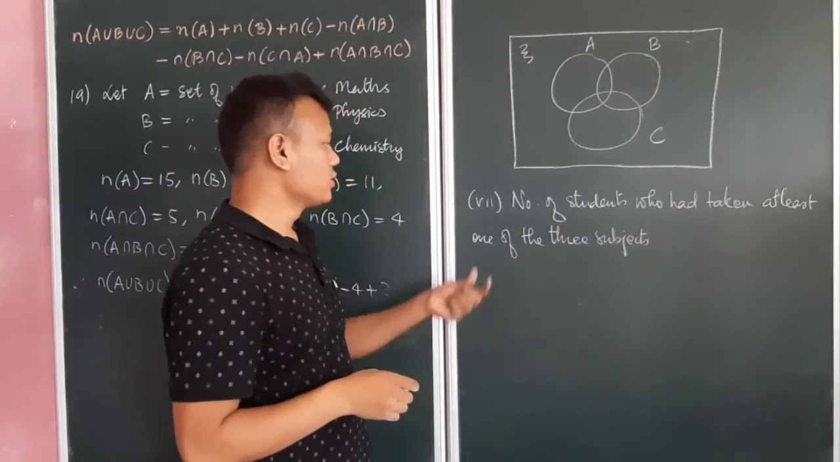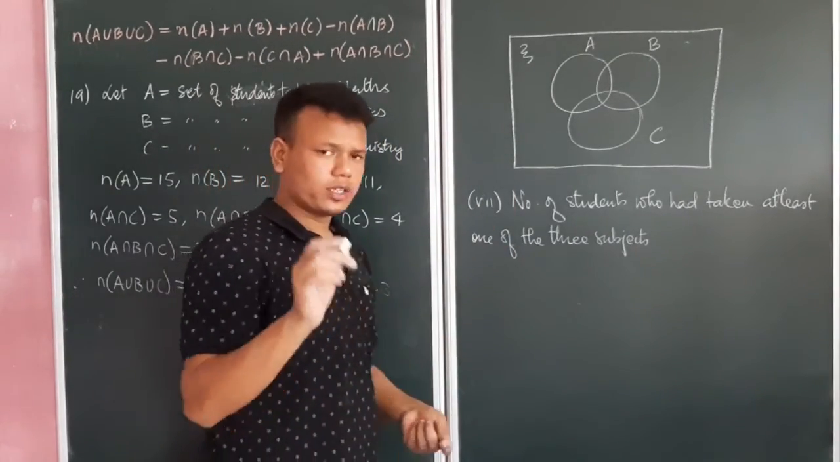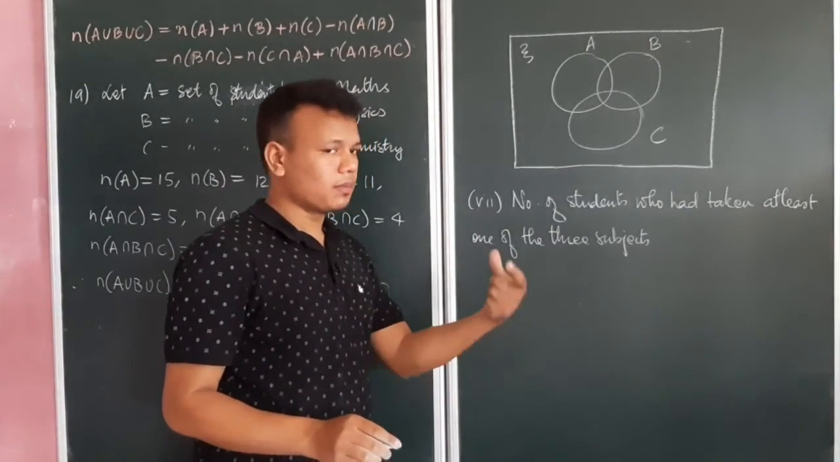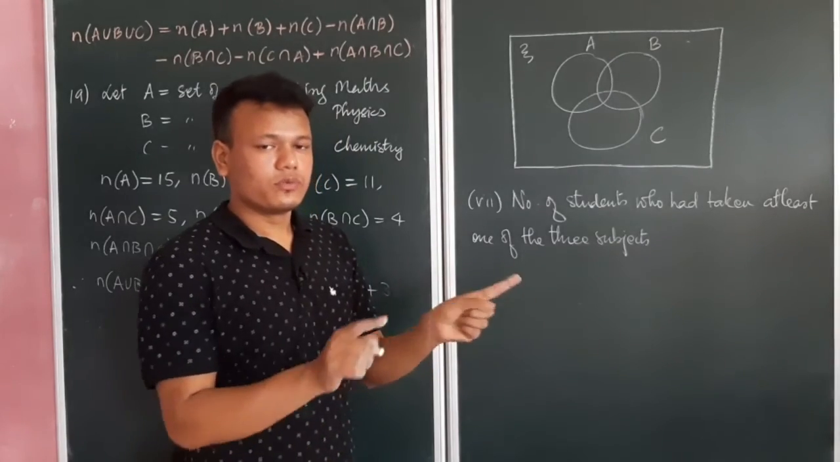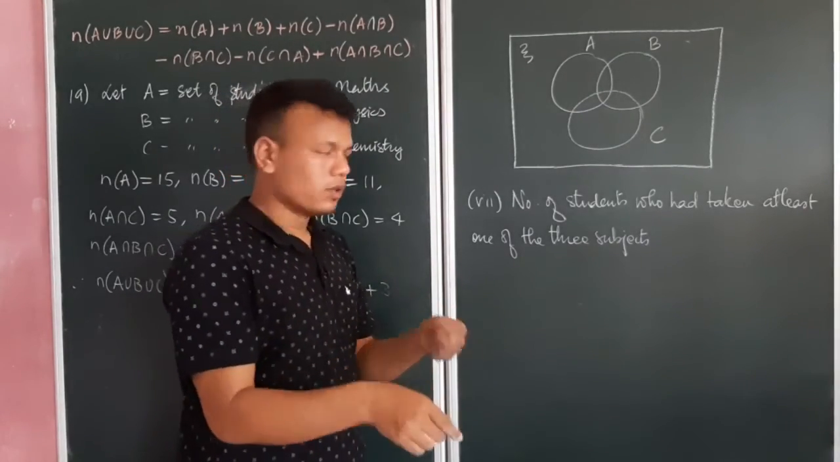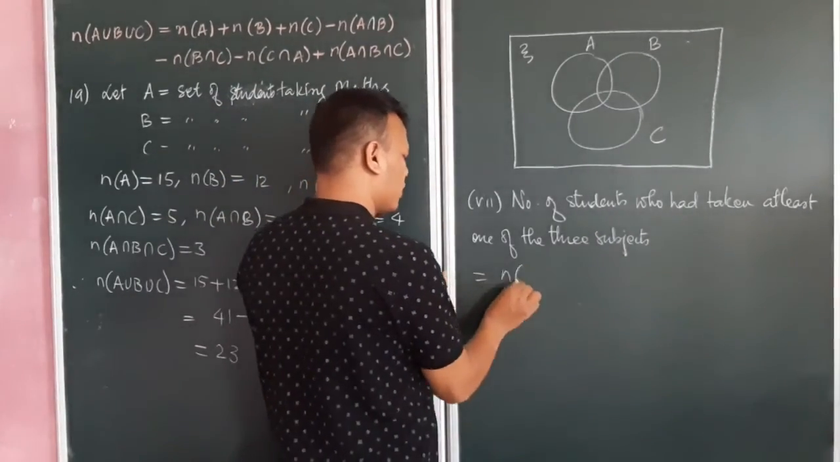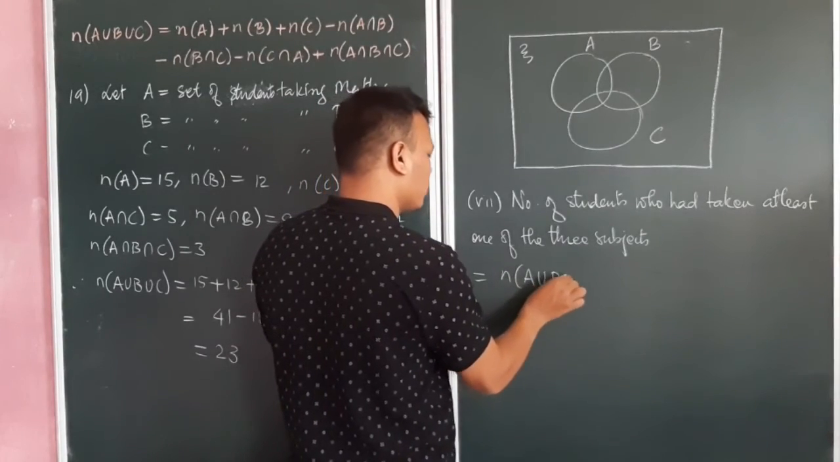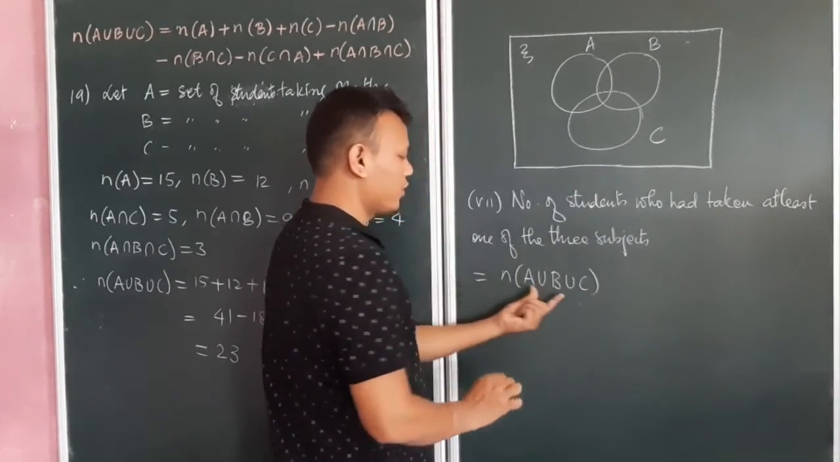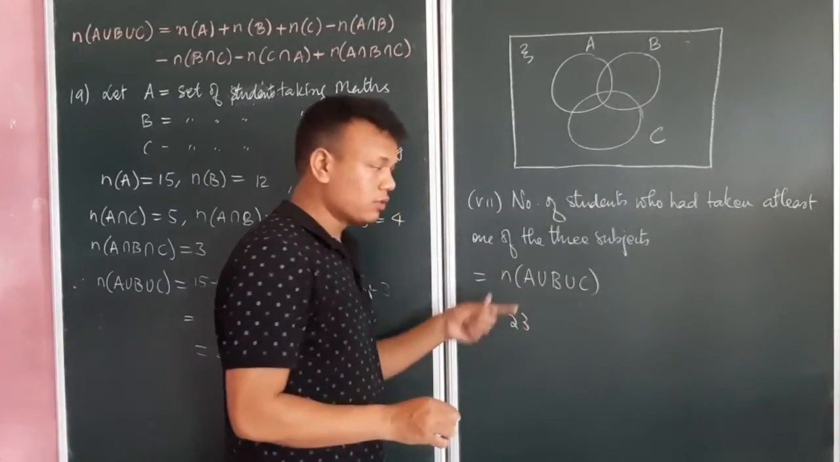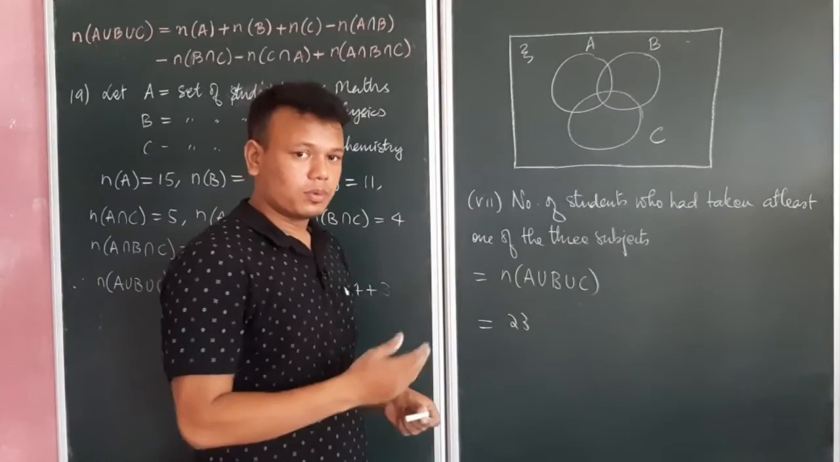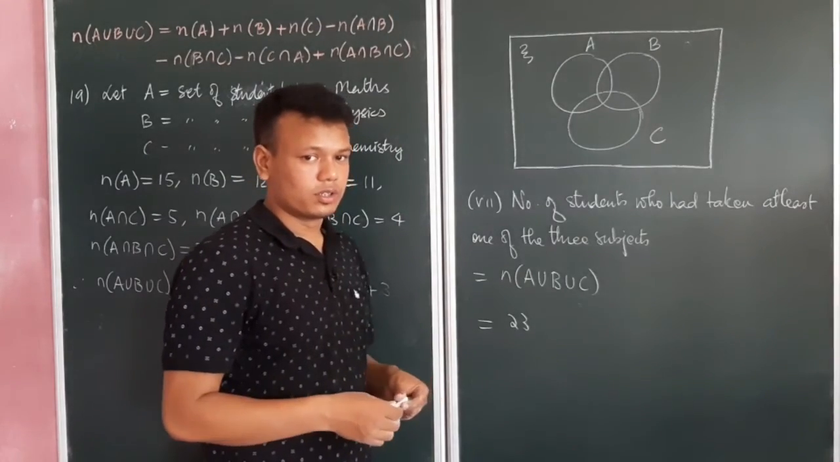Okay, the next is the number of students who had taken at least one of the subjects. At least means it can be either physics or chemistry or maths, so basically we are putting or. Or means we have to write n of A union B union C, and we have already found this, and this is equal to how much? 23. All right, so this is my answer for the 7th one. Pause the video so that we'll see the last one.